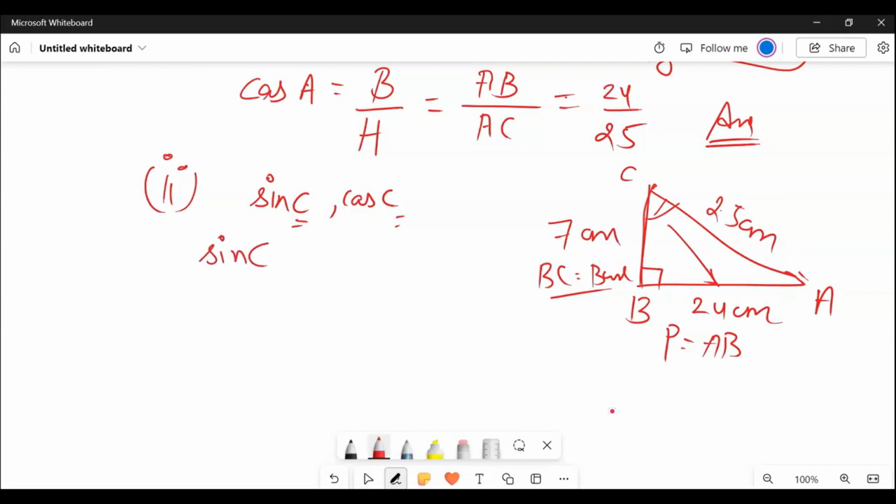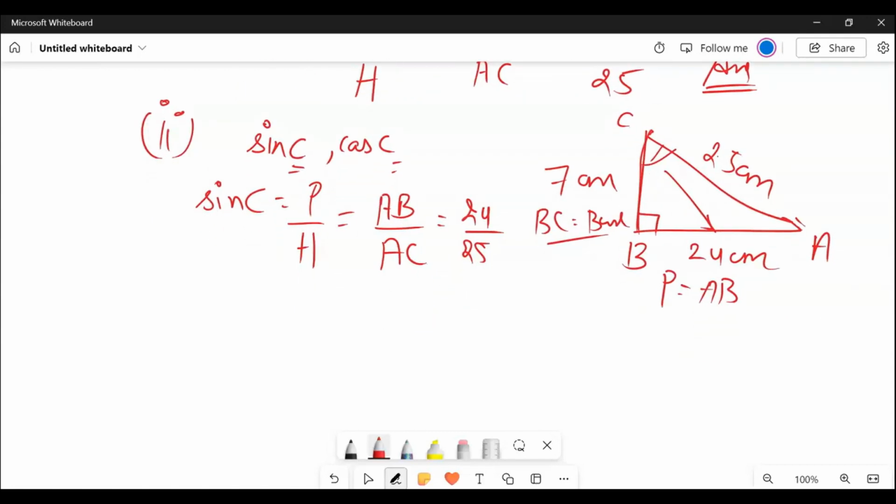The formula, sin C is perpendicular upon hypotenuse. You have to write it down like that. Perpendicular is your AB, and hypotenuse is your AC. AB you already know, 24, and the hypotenuse is 25. Okay, and we can talk about cos C now.